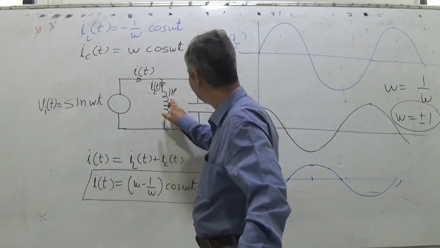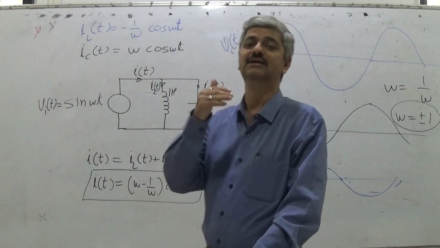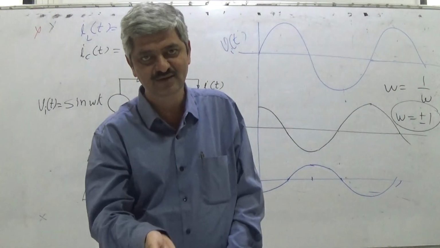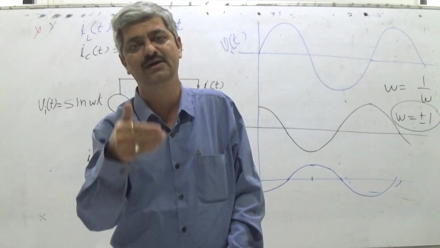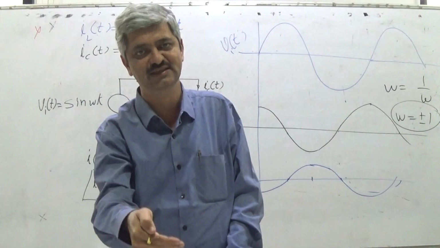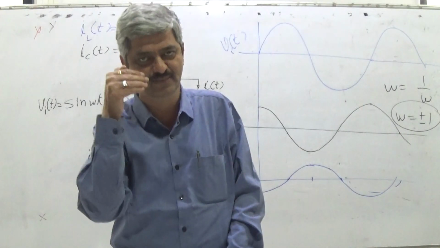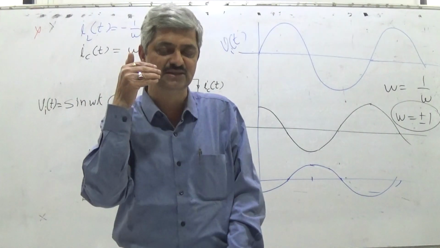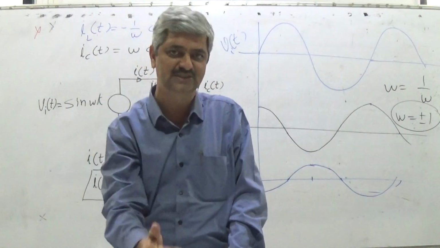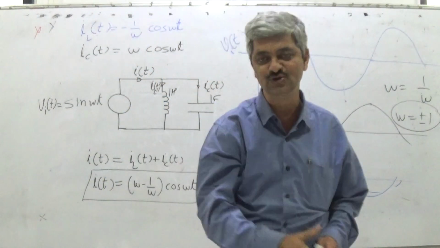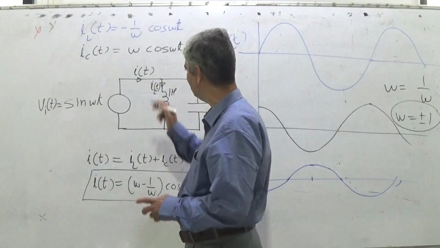For L equal to 1 and C equal to 1, it is called the resonant frequency, omega equal to 1 upon 2 pi hertz. For this frequency, omega and 1 upon omega become equal, so capacitor current and inductor current, which are already opposite, become equal and opposite. They cancel each other, so the total current is 0.